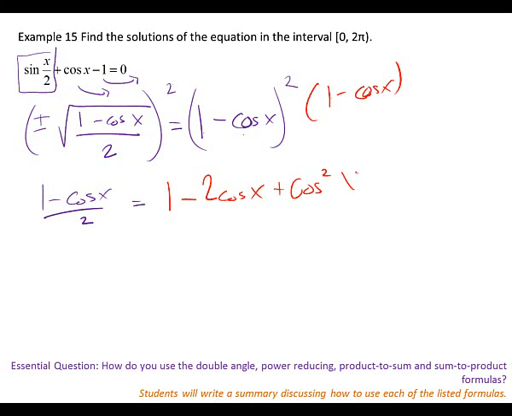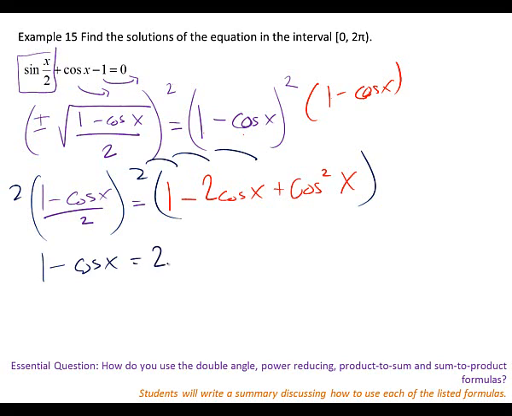Cosine squared x. The squared goes on the cosine, not on the x. Be careful. Okay? All right. I would like to get rid of this 2 in the denominator. How am I going to do that? Multiply. So we're going to multiply both sides by 2, which means on the right side, I am distributing a 2 in. So 1 minus cosine x equals 2 minus 4 cosine x plus 2 cosine squared x.